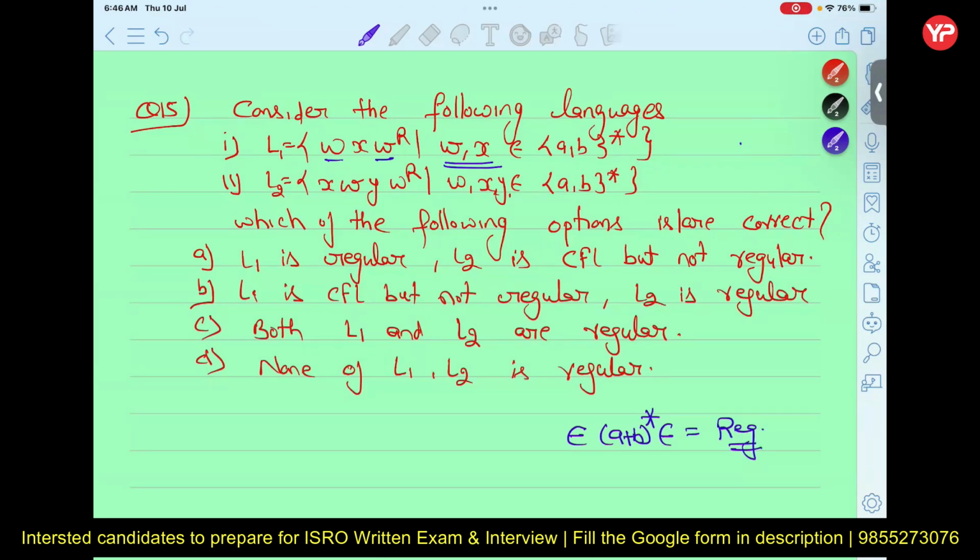Second, X W Y WR. Here again, X, Y, and W all three belong to (a+b)*. In a similar way, we can generate it by writing X as (a+b)*. You can say W as epsilon, so W is epsilon, then epsilon reverse is also epsilon, which is again regular. So if you are able to reduce your language to any regular expression, you can say that the language is regular. So in my case, first and second both are regular. So C is the right option.